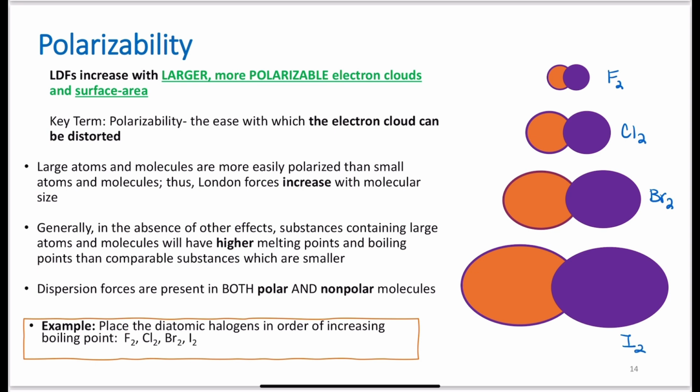So what is polarizability? It's kind of hard to visualize it, but once you get it, you got it, okay? So LDFs, or your London dispersion forces, increase with larger, more polarizable electron clouds and surface area. Think about your electron cloud as an actual cloud. Picture a cloud in your mind. Clouds don't just keep their standard shape, right? We don't just have a cloud that always has, say, this shape.